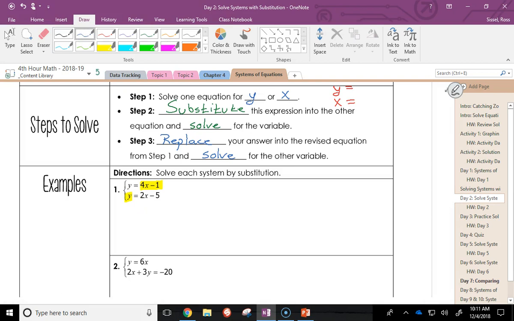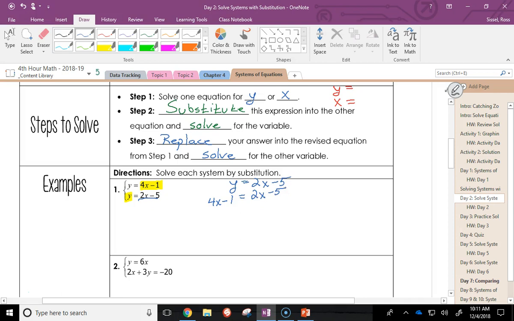So when I go to write the second equation, I'm going to do it right up here and rewrite it. Y equals 2x minus 5. When I rewrite it, instead of saying y, I'm going to put in this 4x minus 1. And that should make sense. Yeah, we said y equals 4x minus 1. So if I say y equals, well, y is 4x minus 1. So I'm just going to put 4x minus 1 equals, and I'm going to finish my equation. 2x minus 5. That was step 2.